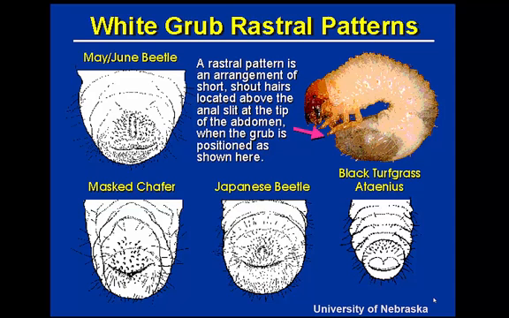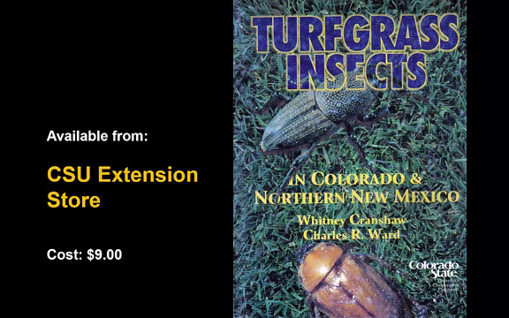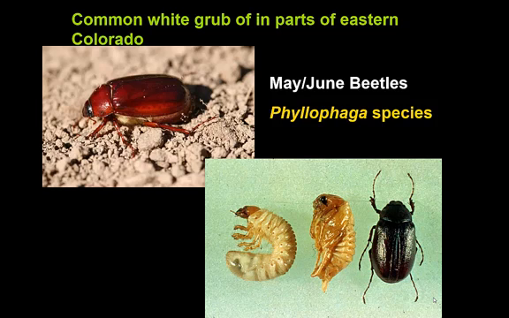Now, one place you can see the different kinds of rastral patterns would be the turfgrass publication that Colorado State has, Turfgrass Insects in Colorado and Northern New Mexico. It is also featured in some of the fact sheets as well. So, let's go through the individual kinds of white grubs we have.